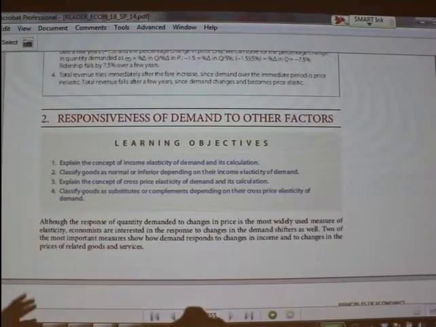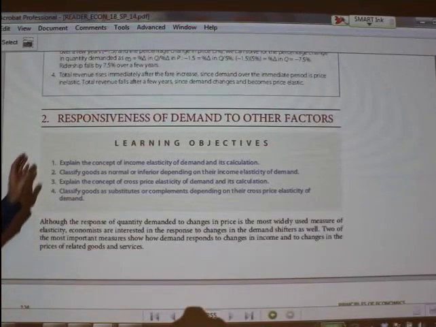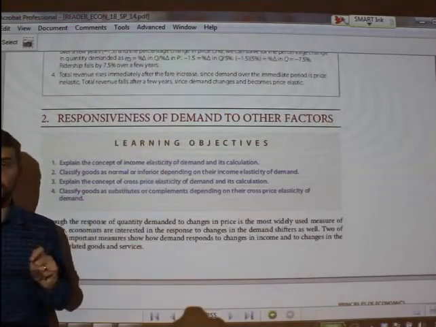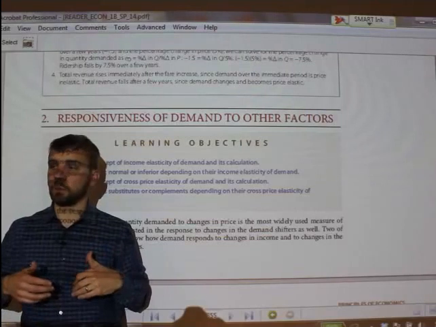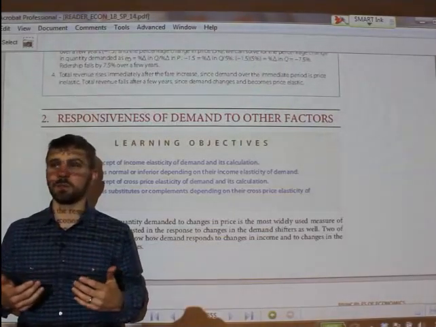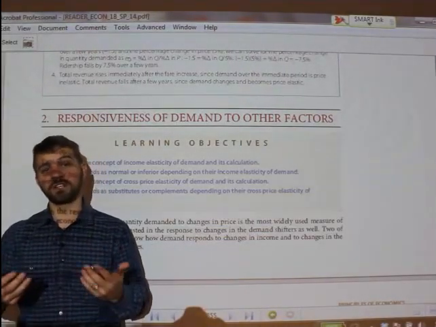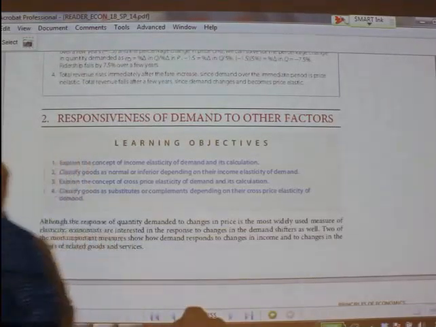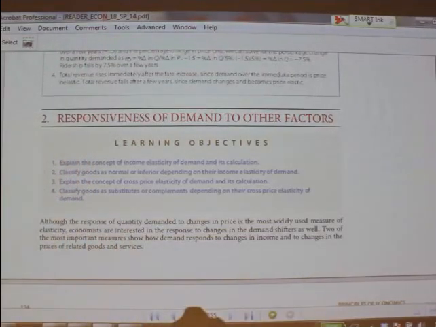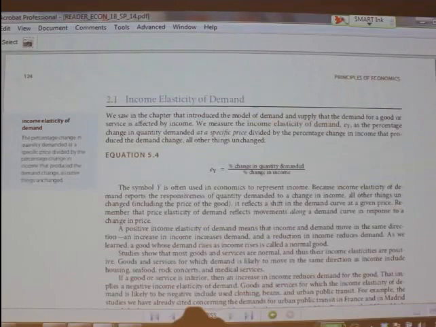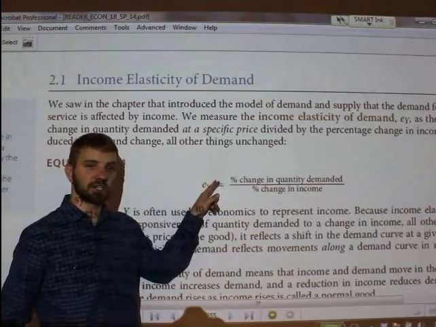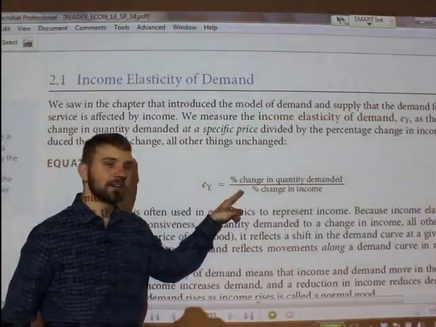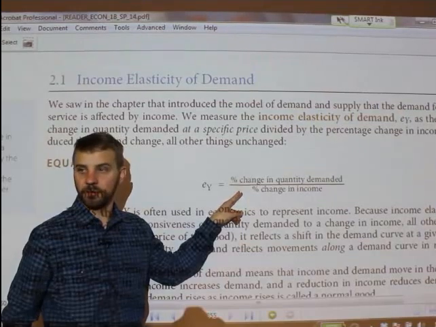Okay, now we're in section 5.2, and we're going to look at the responsiveness of demand to other factors. And so there was a question: when we're calculating elasticity, is it always going to be a percentage change in quantity demanded over a percentage change in price? And the answer is no. And I'll give you one example right now of another type of elasticity that we'll calculate. This is income elasticity of demand. So the numerator is still percentage change in quantity demanded, but now the denominator is percentage change in income.